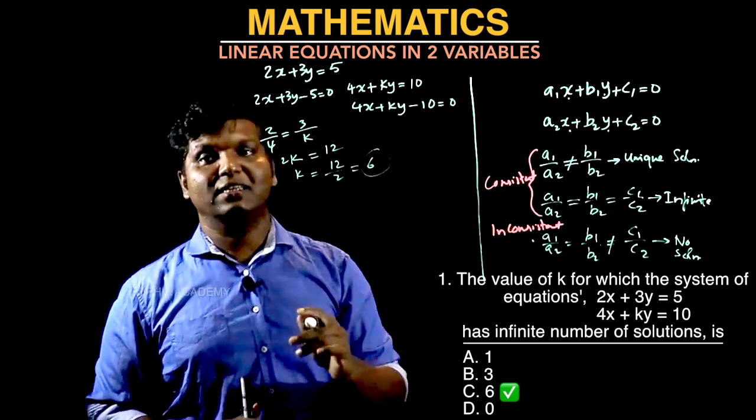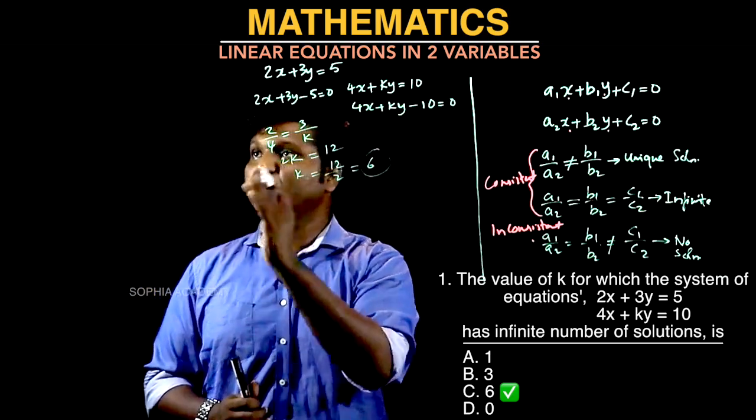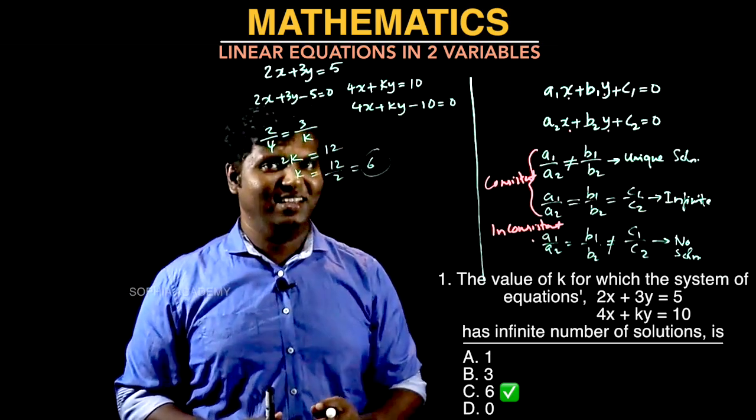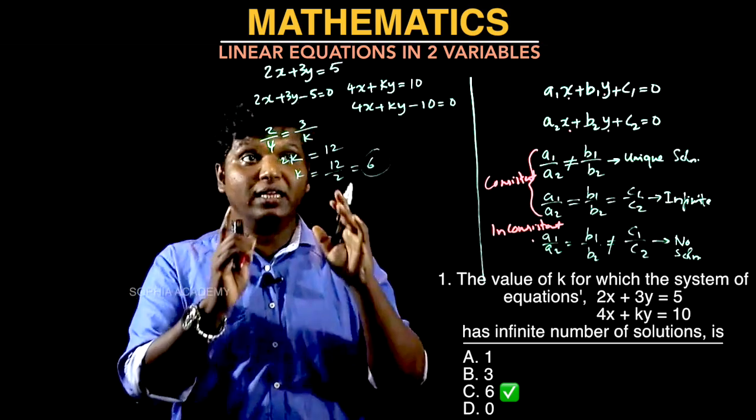So we will say 6. So what is the option? Option number 3. Option number 3 is the answer, that is 6. So like this, very fast you will get it if you know this one.